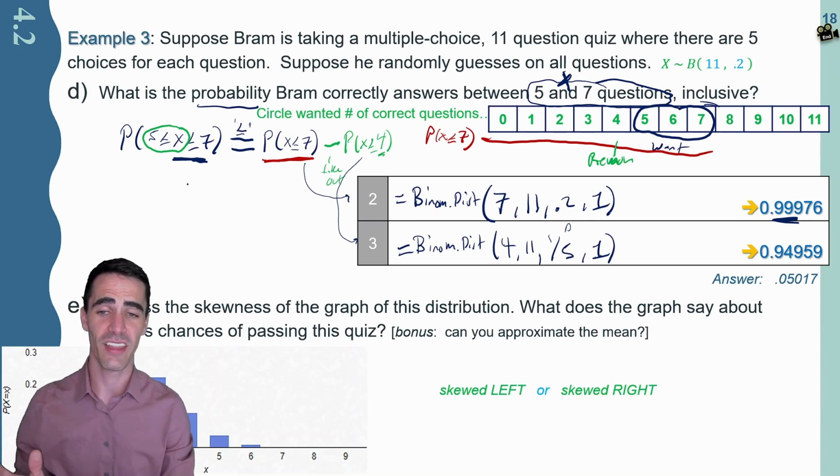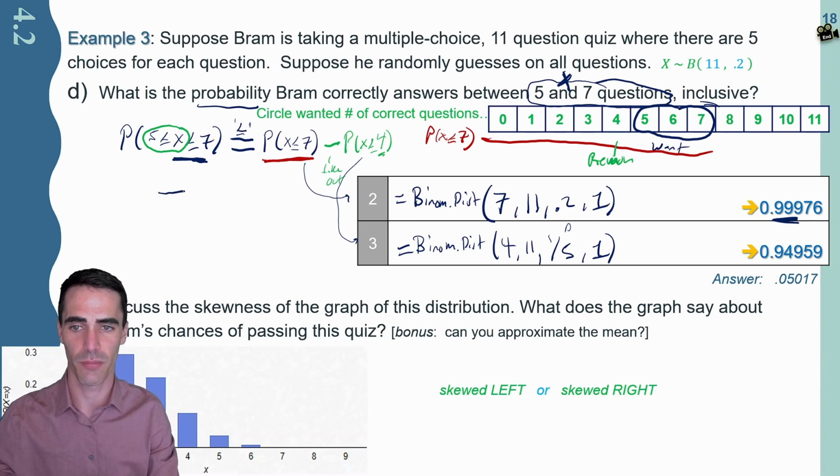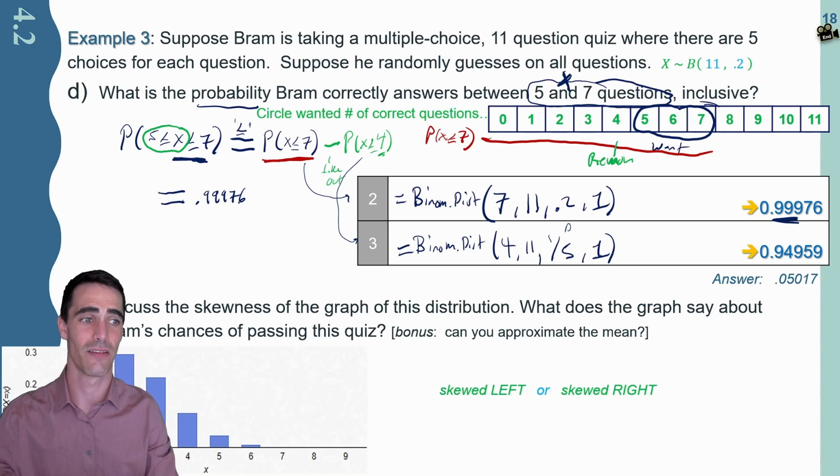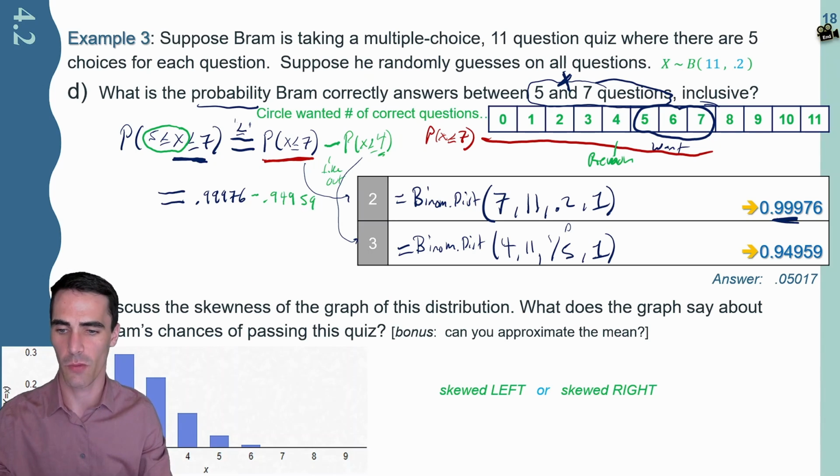If I want to compute my probability, I can. Let me write it over here, give myself plenty of room. This is going to be for x less than or equal to 6. If I look over to the right, that's 0.99976, very close to 1. For my next probability, it's minus 0.94959. Close to 1, but not quite as close.